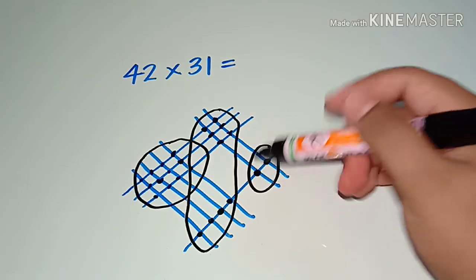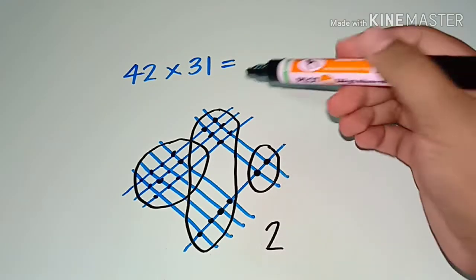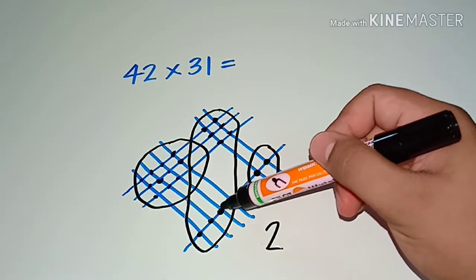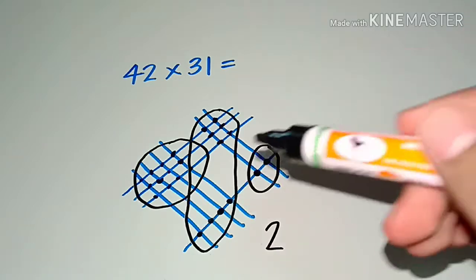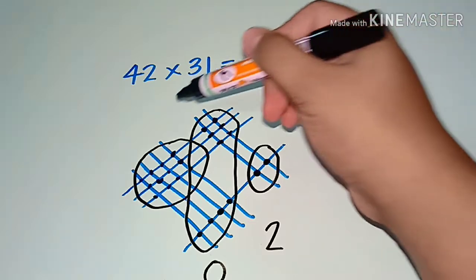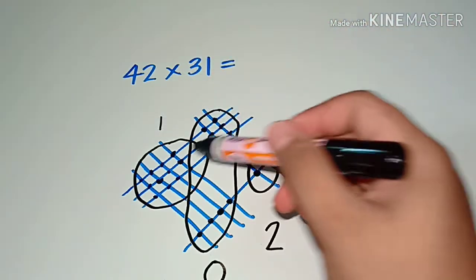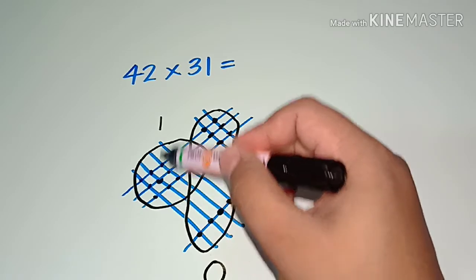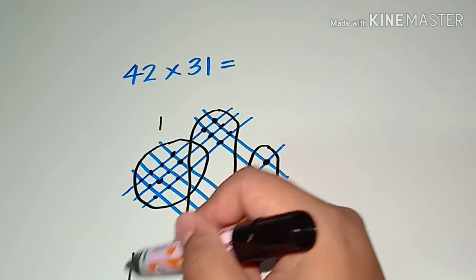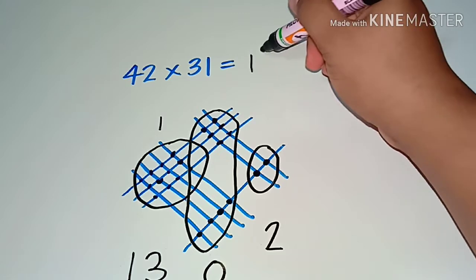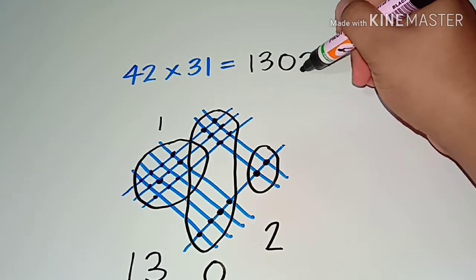So we have 1, 2. Then for the tens place, 1, 2, 3, 4, 5, 6, 7, 8, 9, 10. And since it's 10, it will be 0 here. And we put 1 here. And then 1, 2, 3, 4, 5, 6, 7, 8, 9, 10, 11, 12. Plus 1 here, 13. So that means 42 times 31 is equal to 1,302.